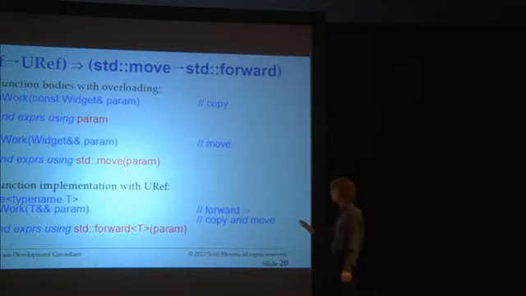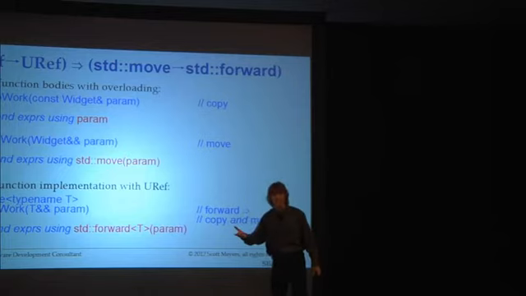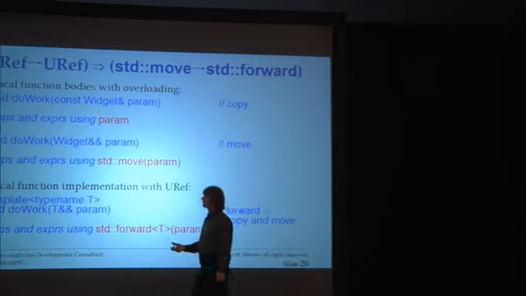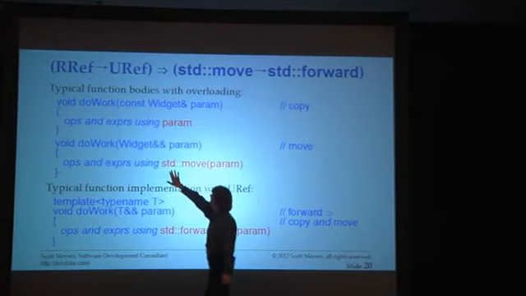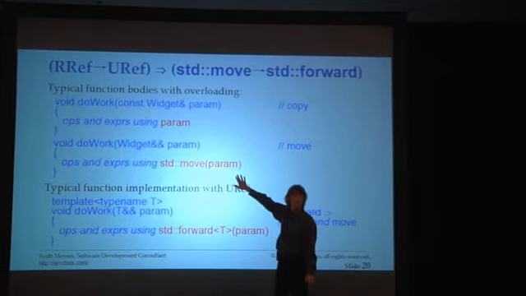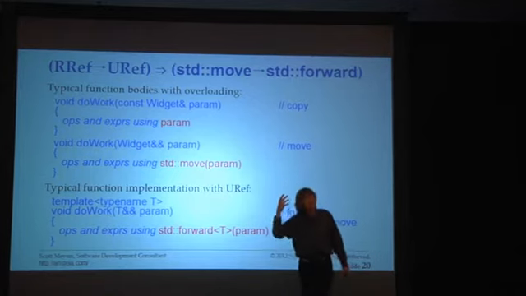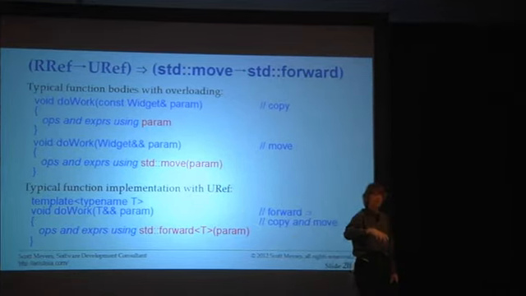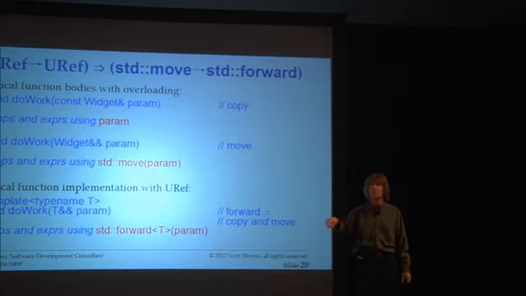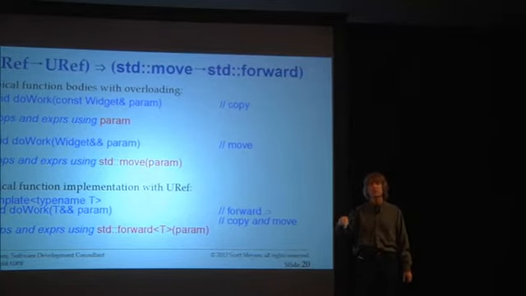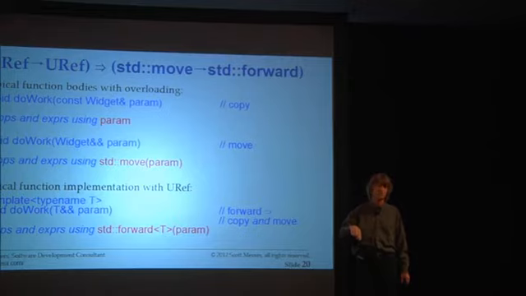So I encourage you, as I encourage Andrei, if you are writing a function taking an R value reference, get into the habit of just applying move to everything instead of thinking, well, do I really need it here or do I not need it here? By default, you should use it. And the only time I can think of when you wouldn't is if you actually don't want that thing to be moved, you want it to be copied instead.